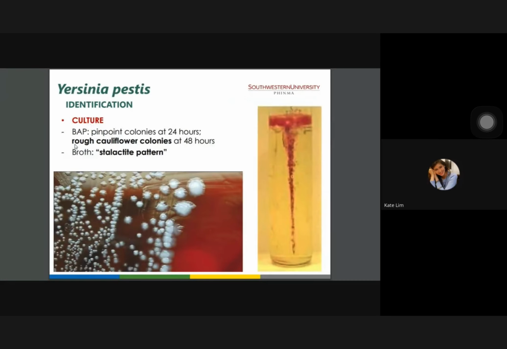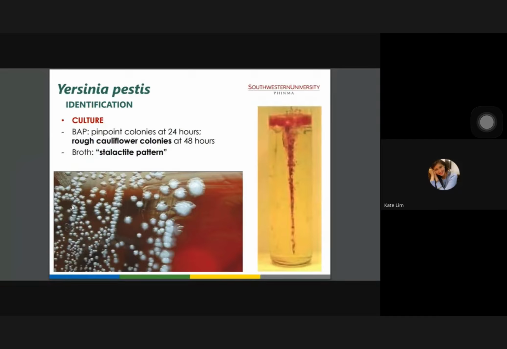Aside from that, when culturing your Yersinia pestis, we could use various media to observe its growth patterns. On your blood agar plate right here, at 24 hours, at this early stage, Yersinia pestis forms pinpoint colonies. When you say pinpoint, these colonies are very small and may be challenging to see without careful observation. Pinpoint colonies are very similar to your streptococcus, on your blood agar plate within 24 hours.